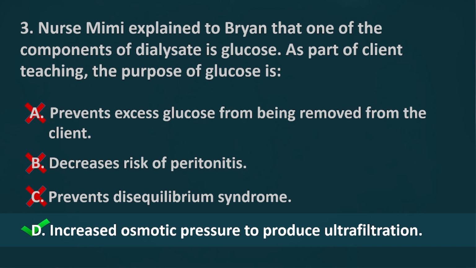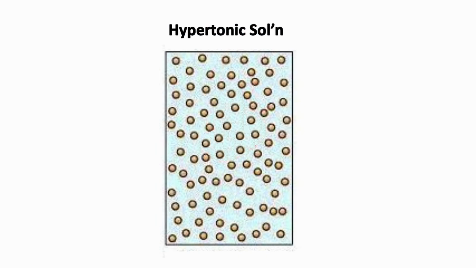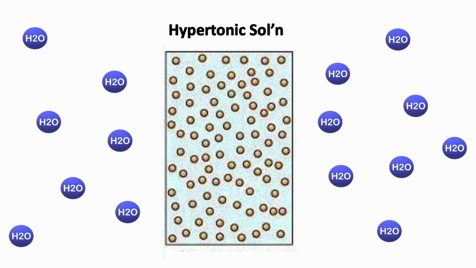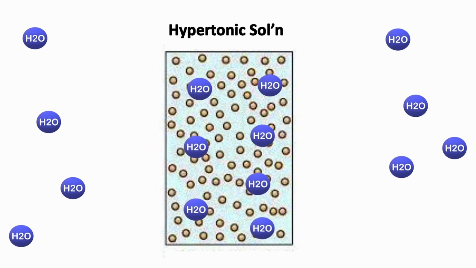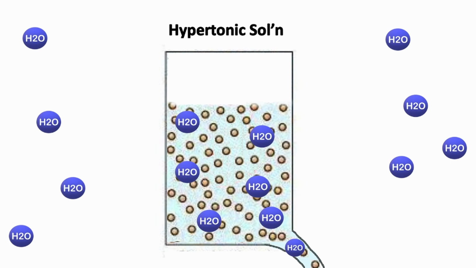Increasing the glucose concentration makes the solution more hypertonic. A hypertonic solution is any external solution that has a high solute concentration and low water concentration compared to body fluids. This makes excess fluid and wastes in the peritoneal cavity go with the solution and then be drained out of the body.